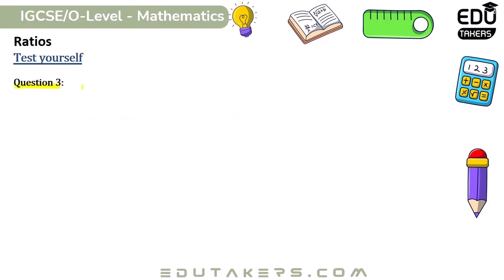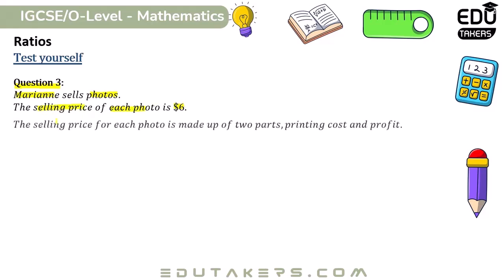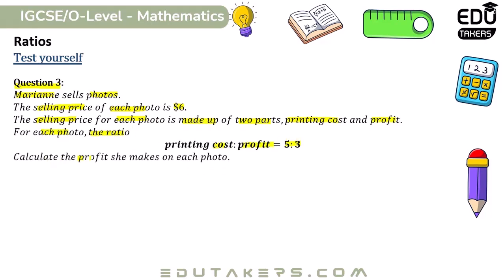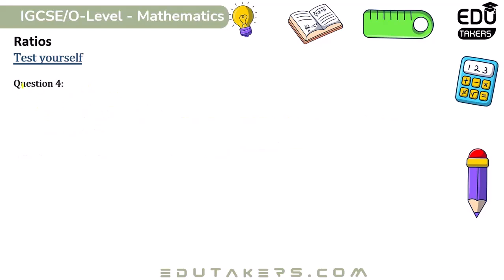Question number 3. Marianne sells photos. The selling price of each photo is $6. The selling price of each photo is made up of 2 parts, printing cost and profit. For each photo, the ratio of printing cost to profit is 5:3. Calculate the profit she makes on each photo. It's a 2-mark question.